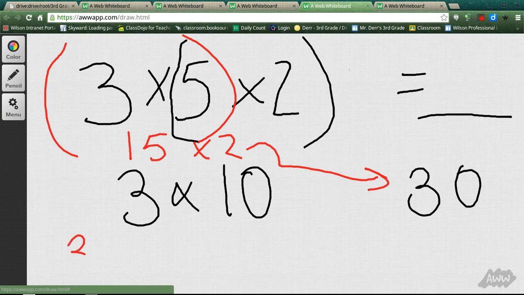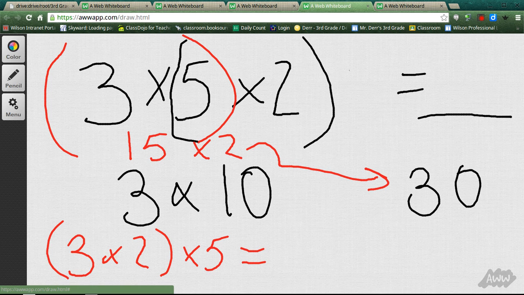I could even take that 2, put it here, and group the 3 and the 2 together, times that remaining 5. 3 times 2 is 6. 6 times 5 is 30. So even taking that factor and moving it and rearranging that grouping gets you the same product.